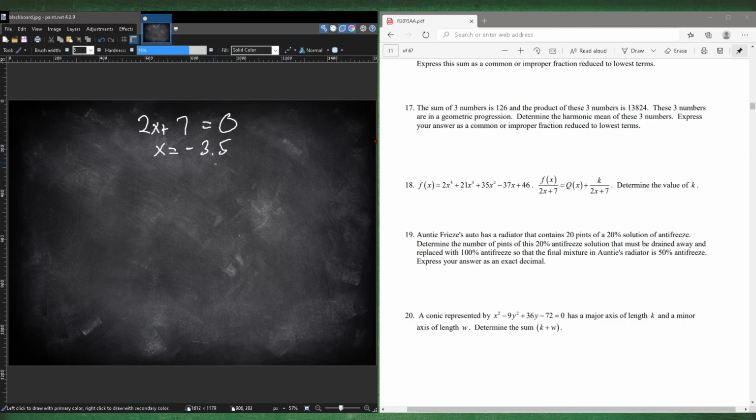And then all you have to do is plug this value into f of x, and that should get you your value of k. If you do everything in your calculator, the answer should come out as 4. And that's basically all you have to do. It's just called the remainder theorem.